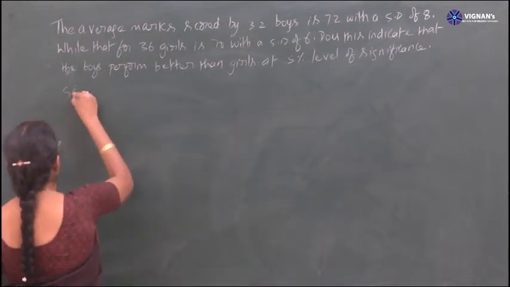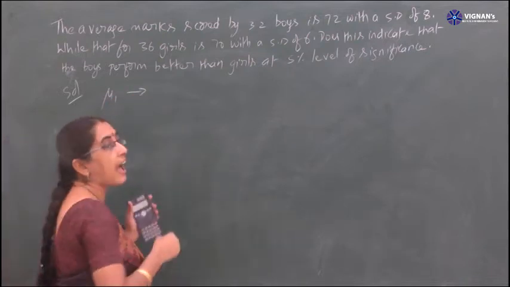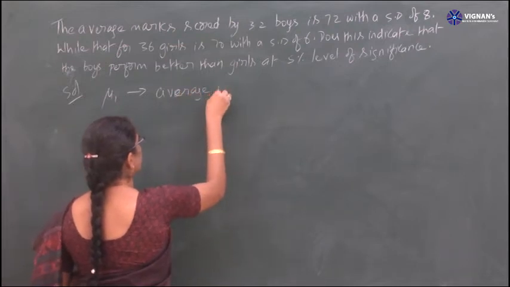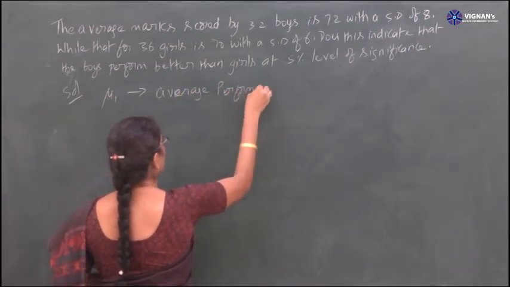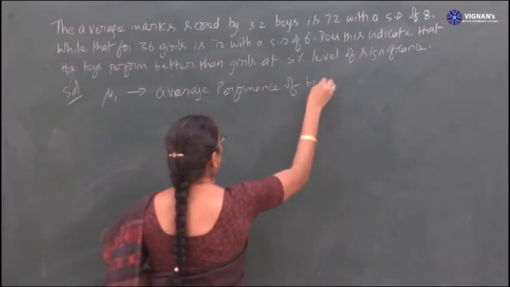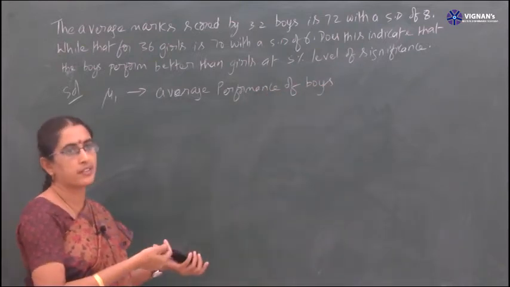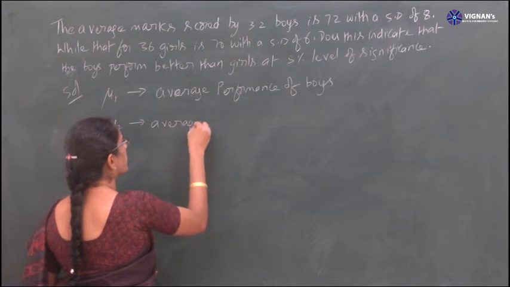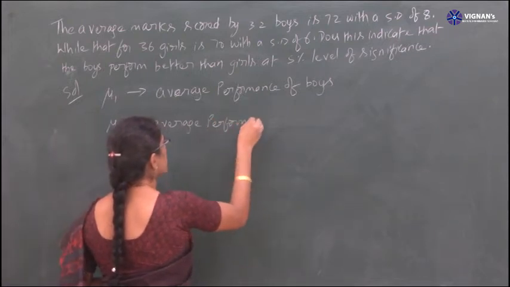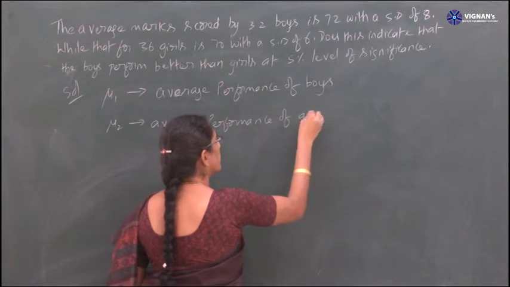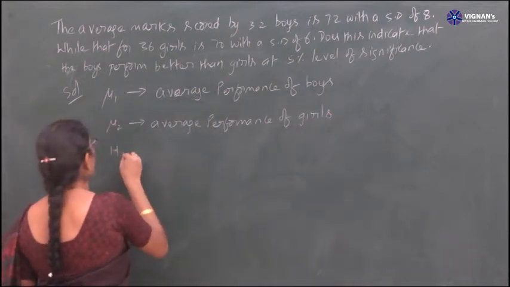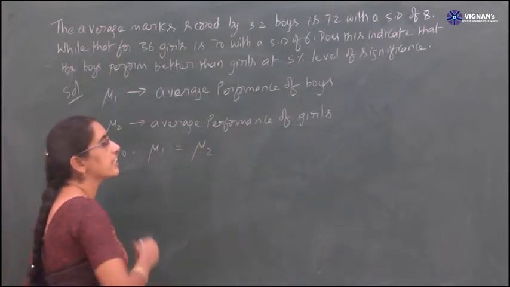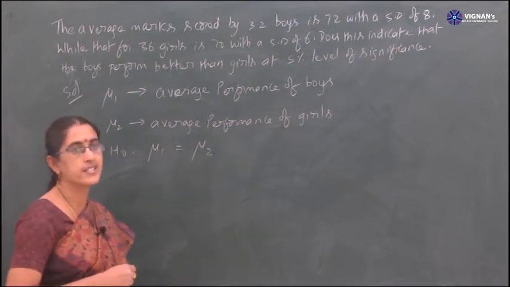So first we consider that mu1 represents the average performance of boys. So you can consider average marks scored by boys or average performance, right? Then mu2 represents the average marks scored by girls or average performance of girls. Then obviously the null hypothesis will be mu1 equal to mu2, meaning there is no significant difference between the average marks of boys and girls.